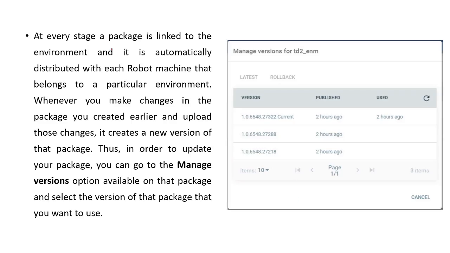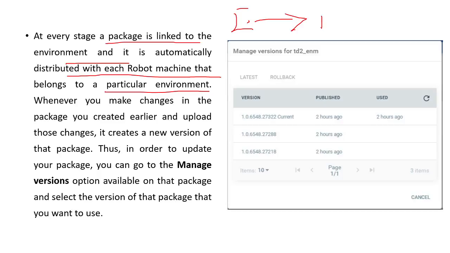At every stage, a package is linked to an environment and it is automatically distributed to each robot machine that belongs to the particular environment. You can treat it like this: there will be an environment, this environment will be associated with the robot, and robots will be associated with the packages. Something like this, at a high level.